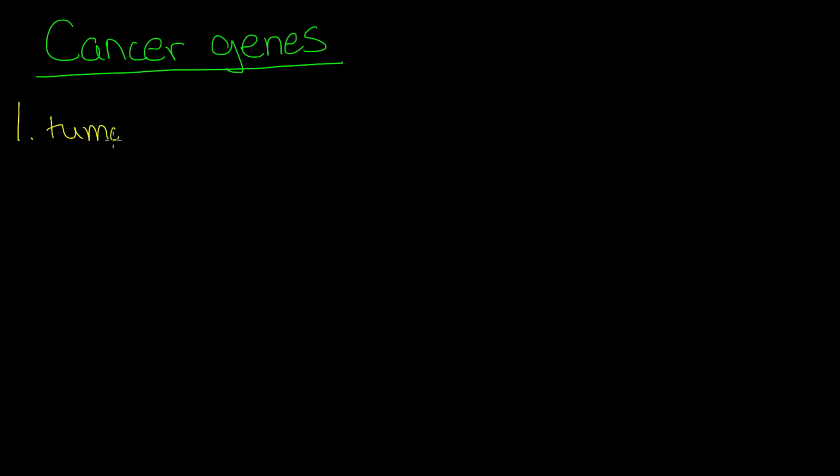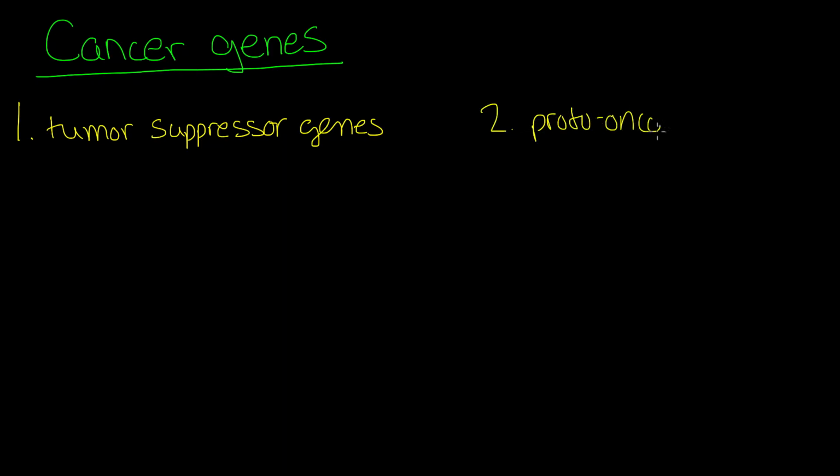We have tumor suppressor genes and proto-oncogenes. And as their names suggest, tumor suppressor genes help to suppress tumors or prevent tumors, whereas proto-oncogenes serve to promote cancer. So we can think of tumor suppressor genes as the brake pedal, and we can think of proto-oncogenes as the gas pedal.